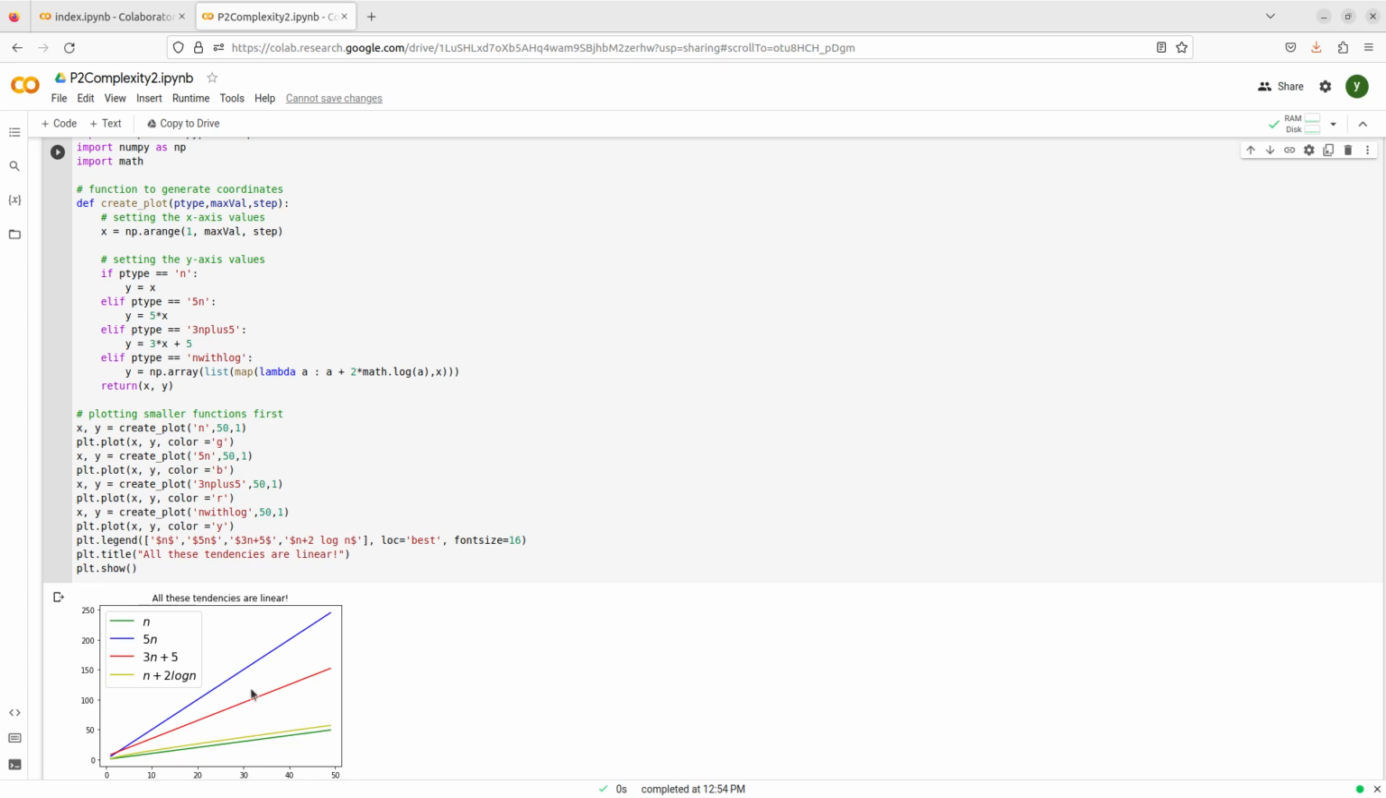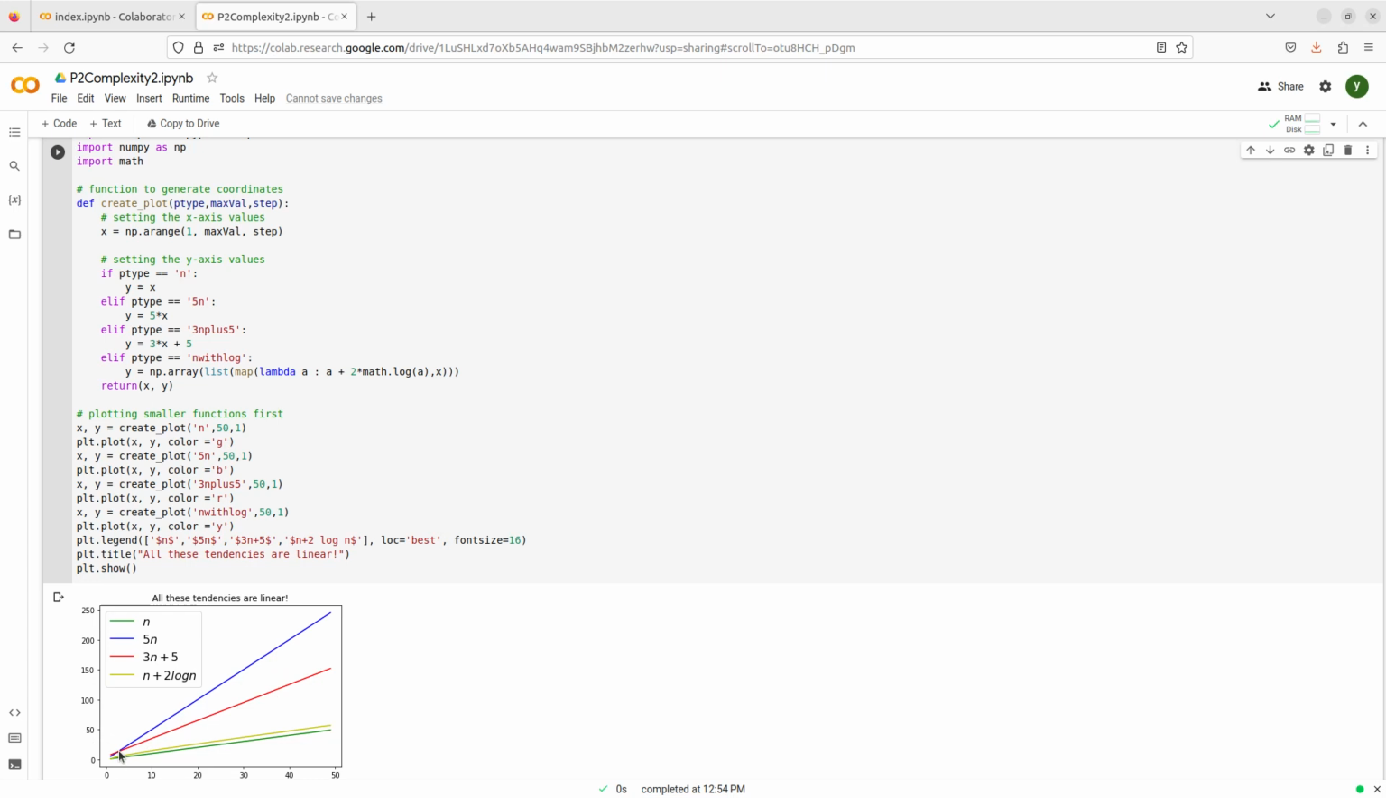And here what we can see is that if I add 5, what I do is that I'm lifting my line up. But when I go to infinity, when the size of data grows, this is not going to matter anymore. I'm going to start a little bit higher up, but I'm going to have the same tendency. This is not going to affect my tendency.